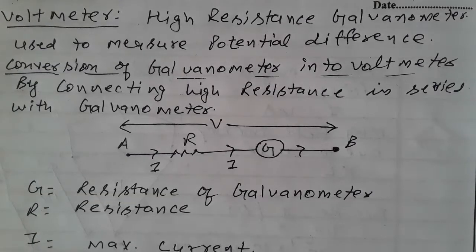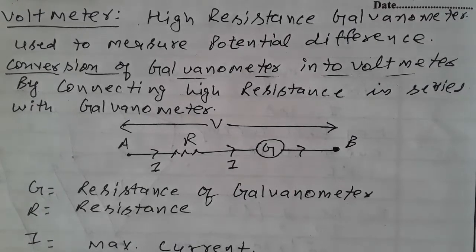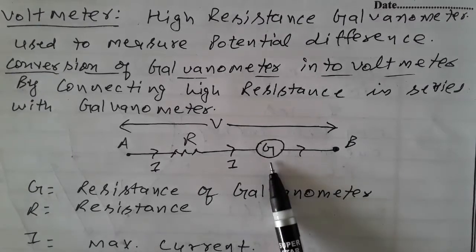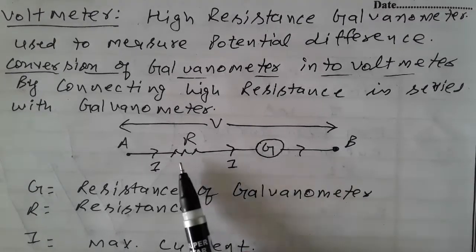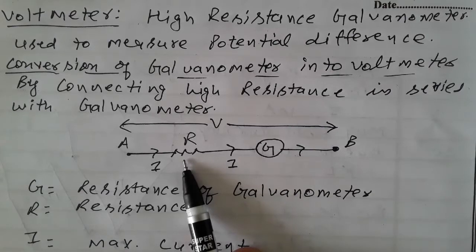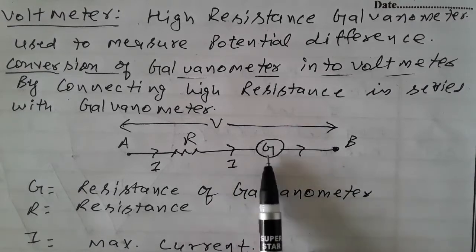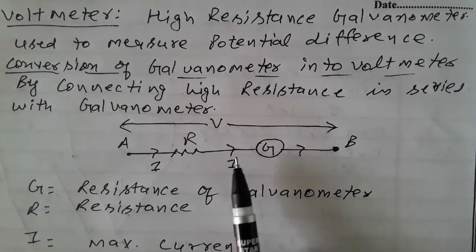Now the conversion of galvanometer into voltmeter. Voltmeter is a high resistance galvanometer which is used to measure the potential difference. We can convert a galvanometer into a voltmeter by connecting a high resistance in series with the galvanometer. Now, capital G is the resistance of the galvanometer, capital R is the resistance which is connected in series combination with the galvanometer.